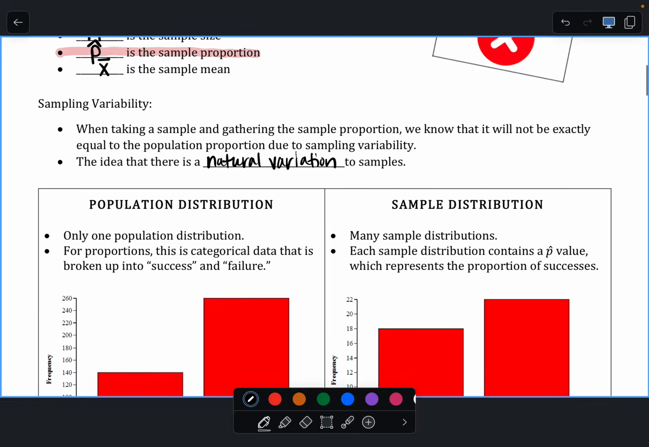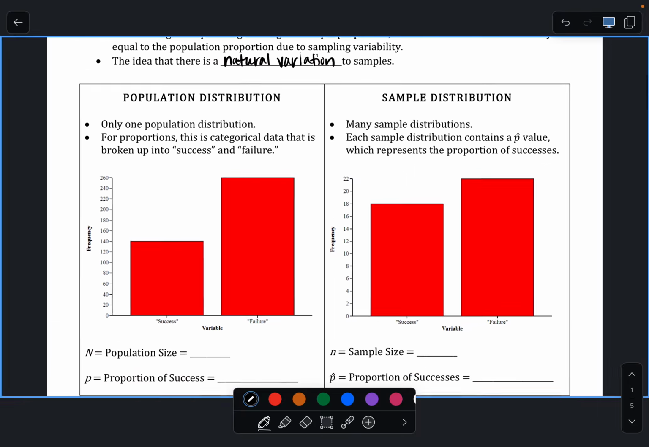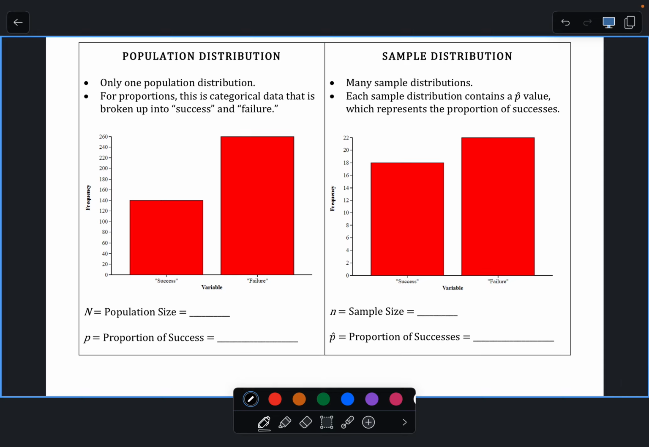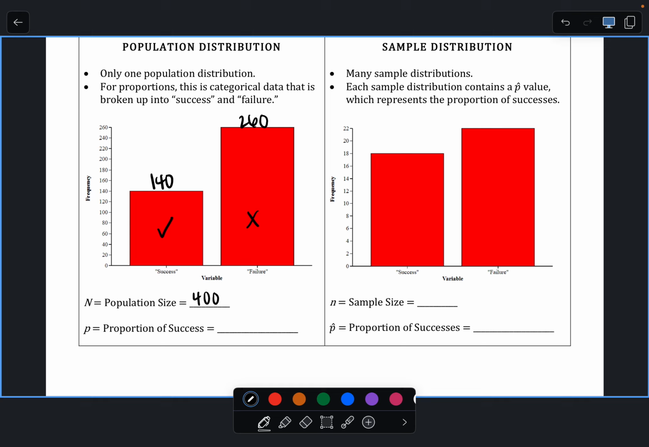So we're going to refresh on all of the things we discussed. There were population distributions and sample distributions. Population is every single person, place, or thing in the population. In this case, the numbers are slightly different than what we did. There were 140 successes and 260 failures. So this was like our check and this was our X cards. The population size for this particular situation was a total of 400. And then the proportion of successes is just 140 over 400, which is 0.35.